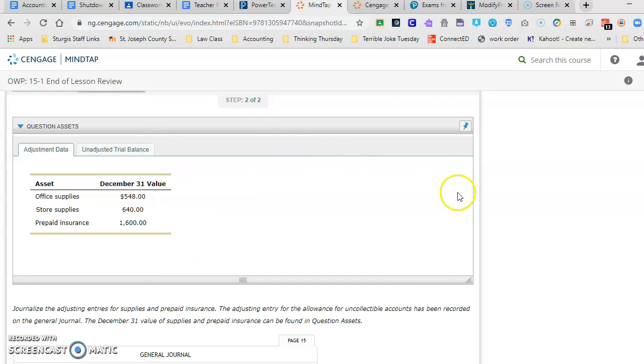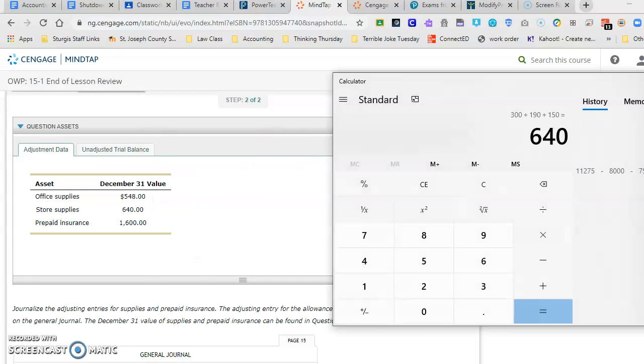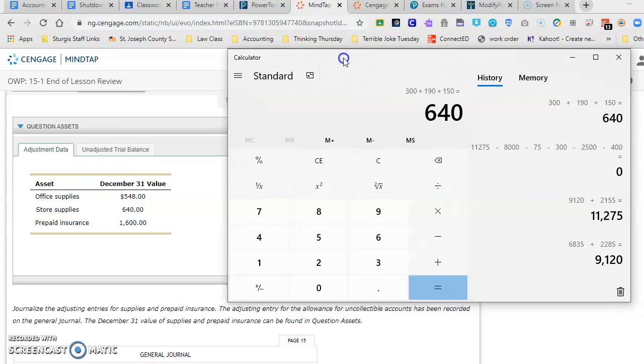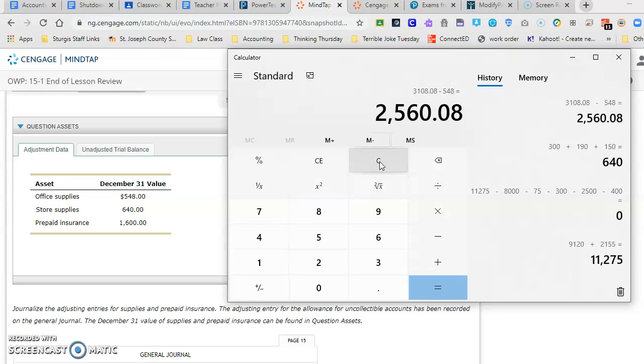Okay, so then my adjustment, I'm going to go back here, and my office supplies, my balance right now, which I wrote down, said $3,108.08 is what my account is saying I have right now. But in reality, I only have $548 left. So my adjustment is going to be $2,560.08.